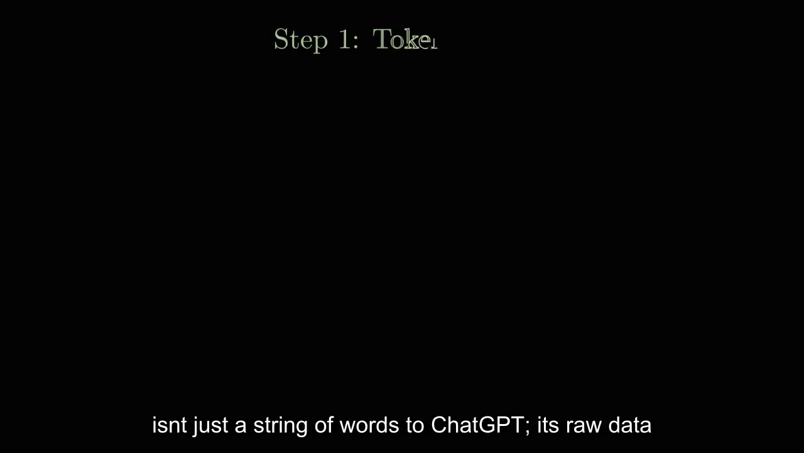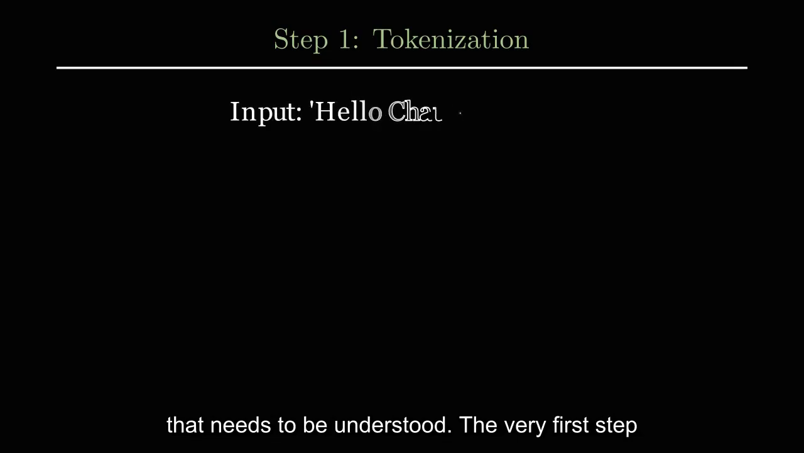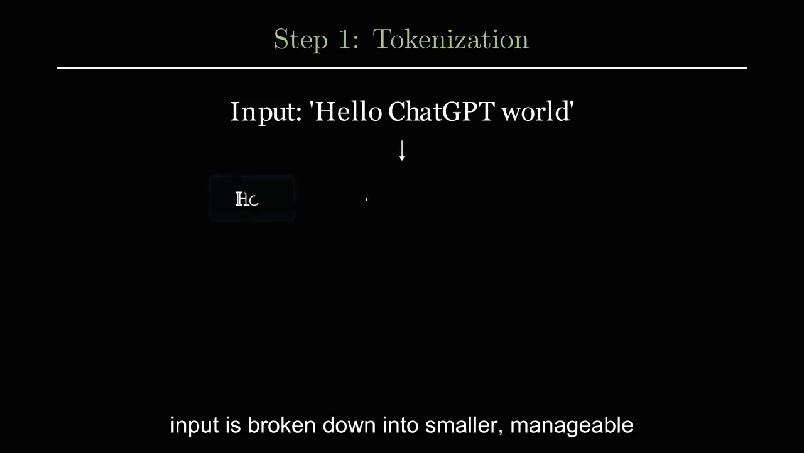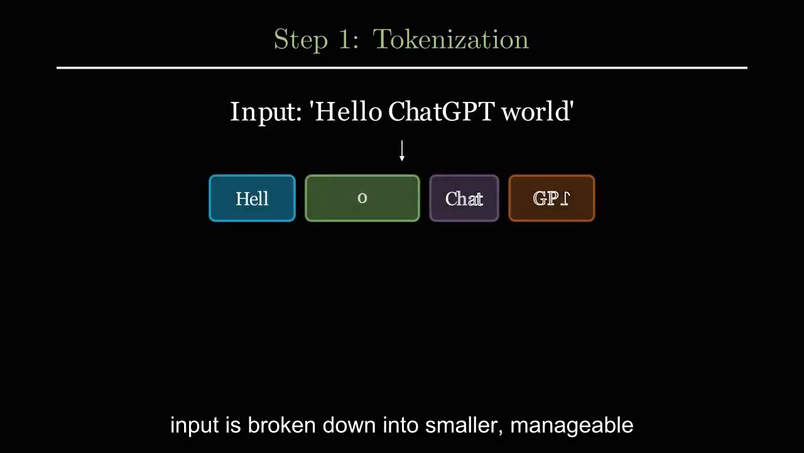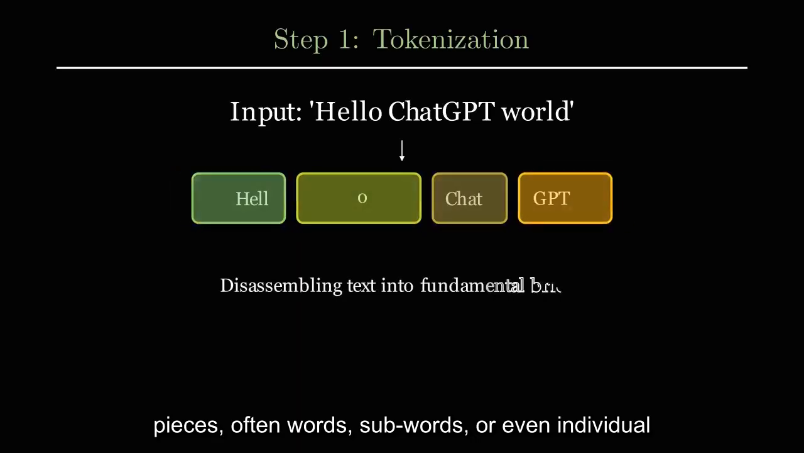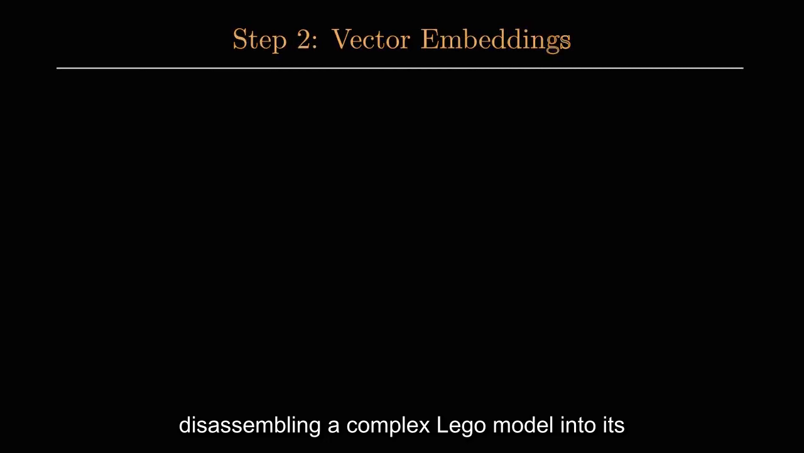Your text prompt isn't just a string of words to ChatGPT. It's raw data that needs to be understood. The very first step involves a process called tokenization. Here, your input is broken down into smaller, manageable pieces, often words, subwords, or even individual characters, known as tokens. Think of it like disassembling a complex Lego model into its fundamental bricks.